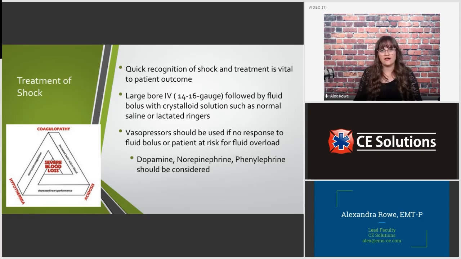You have more beta effects. So remember our alpha and beta effects in the body. Beta effects, this is where the heart rate's going to be affected. It's going to increase the heart rate. Is it going to do much for pressure? Not much, not at 5. Once you get to 10 micrograms per kilogram per minute, you're going to get more alpha and beta effects. So you're going to see an increase in blood pressure. You're going to see an increase in heart rate. So those are your shocky patients, right? Hypovolemic and potentially bradycardic.